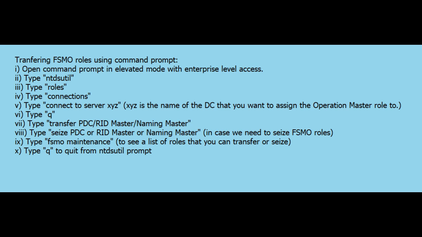5. We type connect to server XYZ. XYZ is the name of the DC that you want to assign the operation master role to. 6. Type Q, hit Enter. 7. Type transfer PDC or RID master or naming master, hit Enter. 8. Type seize PDC or RID master or naming master, in case we need to seize FSMO roles, hit Enter.